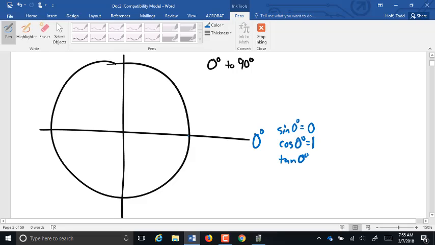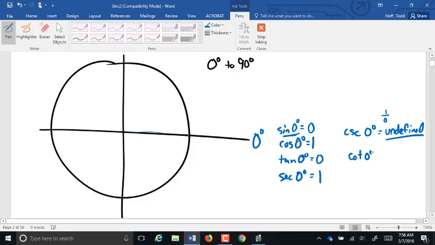Tangent of 0 degrees. 0. If this is the terminal side here, that tangent doesn't go up at all. Secant of 0 degrees. 1. 1 over cosine. 1 over 1 is just 1. Cosecant of 0 degrees is undefined. Why would it be undefined? Well, it's 1 over sine, right? What's 1 over 0? Punch out your calculator, it gives you a naughty message, right? Can't do it.